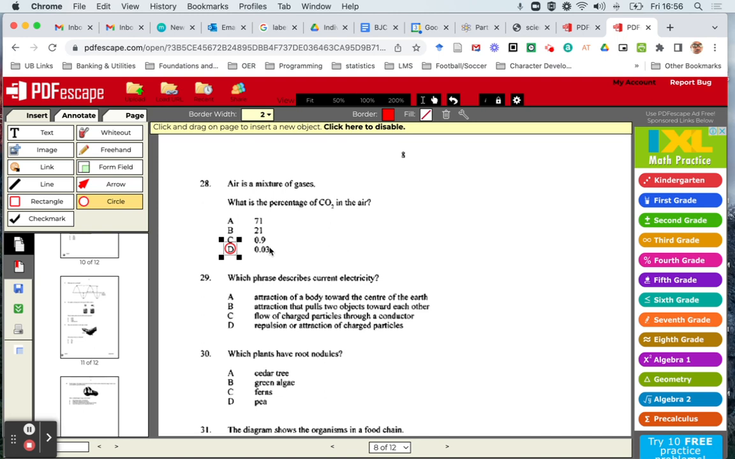Water vapor will be anywhere from 0 to 1 or 2%. It varies depending, obviously, on humidity.